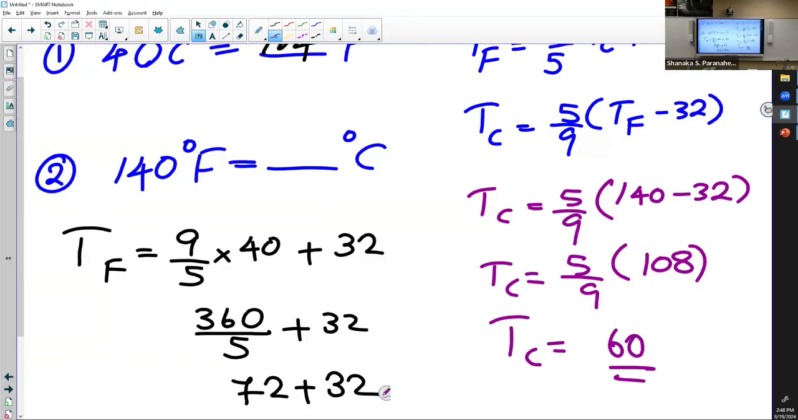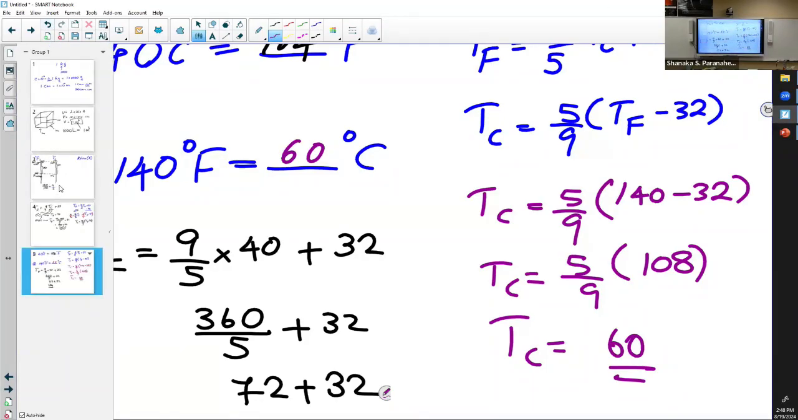Do you need more examples or is this enough? Good. Okay. If anyone needs more examples, let me know. I'll give you more and show you how to get more examples. So that's our first two temperature scales. We didn't talk about the third one yet.